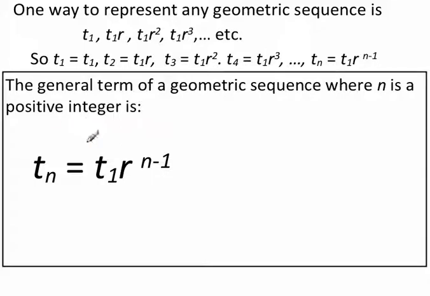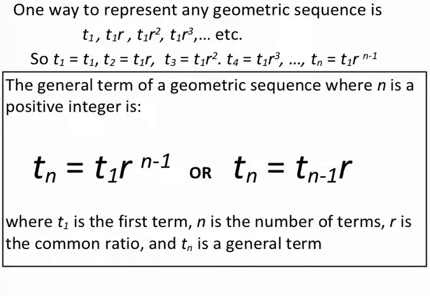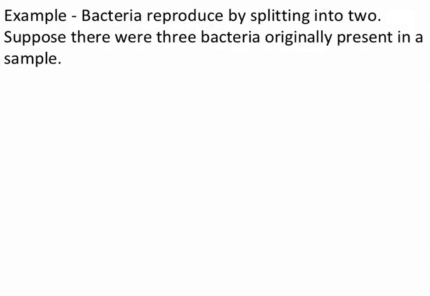So we just need the first term, the common ratio, and the value of n, and we can find any of the terms. Now that's if we have the first term and common ratio. We could also find any term by taking the previous term, the n minus 1 term, and multiplying it by the common ratio. So depending on what we have, we can use either one of these equations. Now remember, T1 is the first term, n is the number of terms, r is the common ratio, and if we wanted to write a general term, we would write it with the Tn. So let's actually use this in a situation.